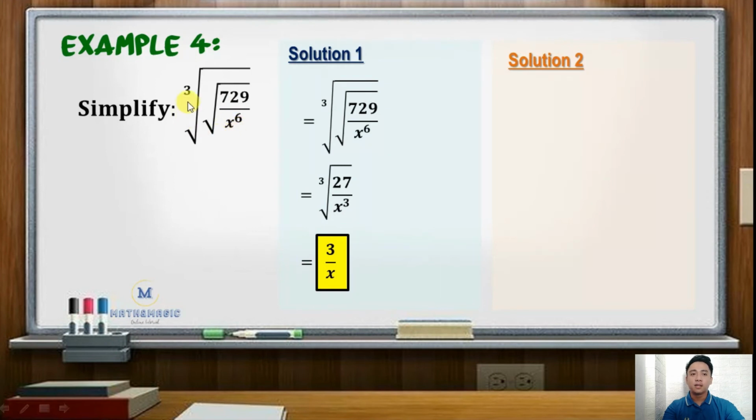indices are 3 and 2. Multiplying the values, product is 6. Thus, the radical expression can now be written as the 6th root of the quantity 729 over x raised to 6. Rewriting 729 in terms of its prime, that is 3 times 3 times 3 times 3 times 3 times 3 or 3 raised to 6.